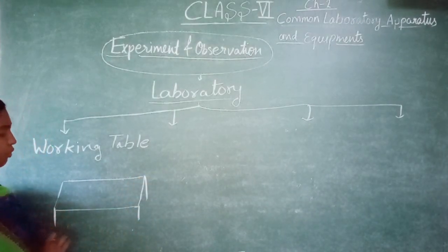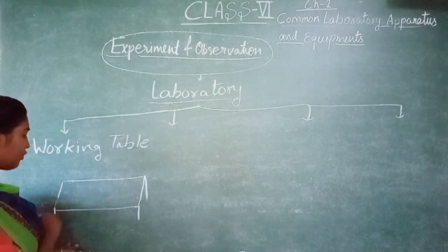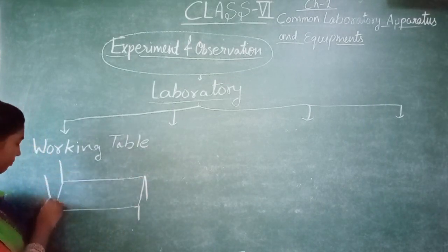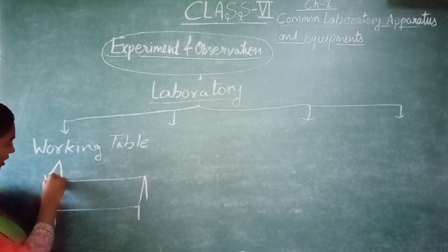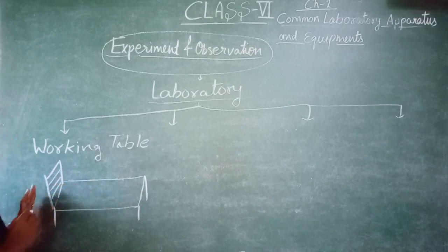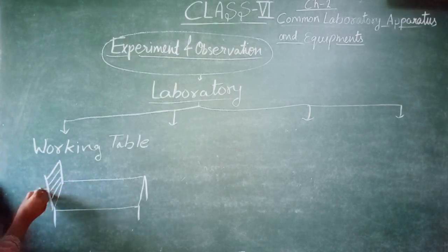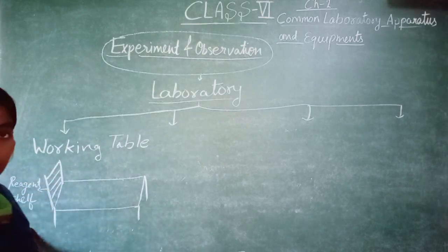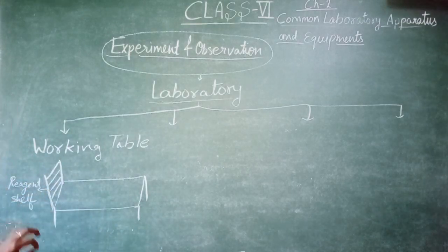So this is, suppose, a working table. On one side of the working table, there should be a reagent shelf. So this is a kind of shelf. So what we can say is, on the working table there should be a reagent shelf. Reagent shelf means we are keeping chemicals on this shelf.